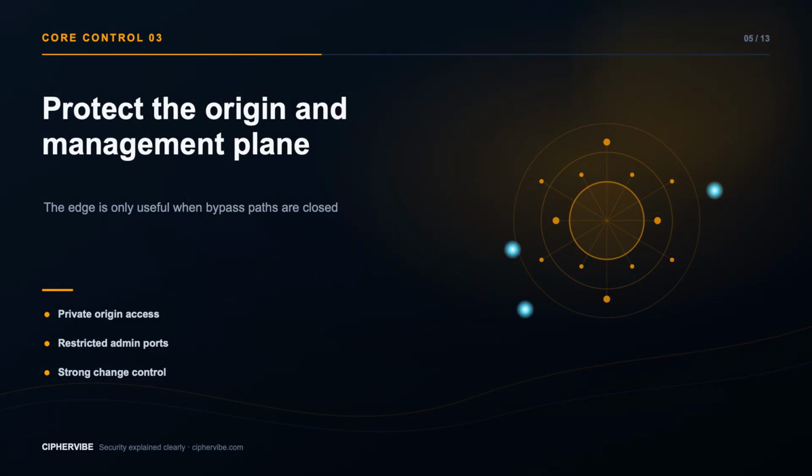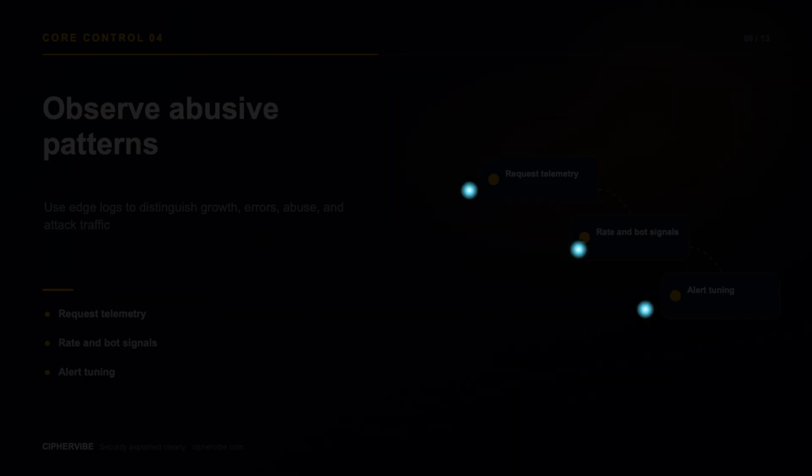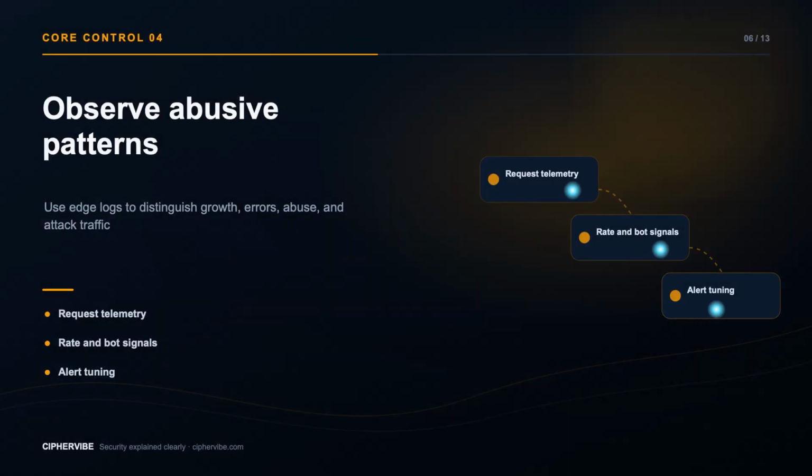The third building block is protect the origin and management plane. Close origin bypass paths by using private connectivity, security group restrictions, authenticated origin requests, and separate administration routes. Restrict management interfaces, protect DNS changes, and require review for edge policy updates because a small misconfiguration can expose or interrupt many services.